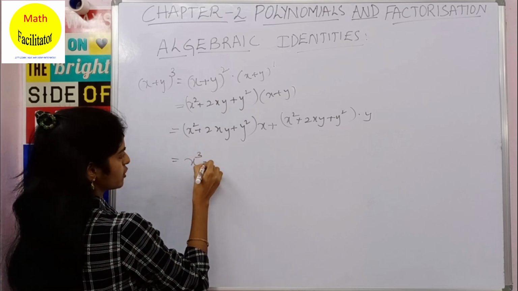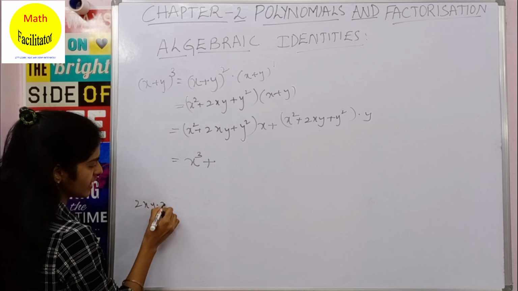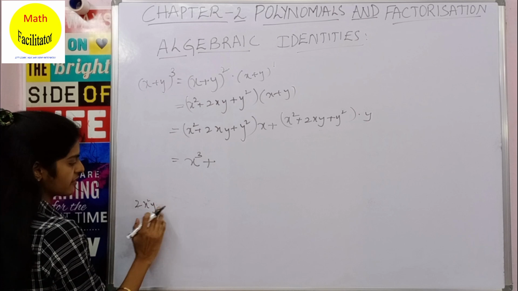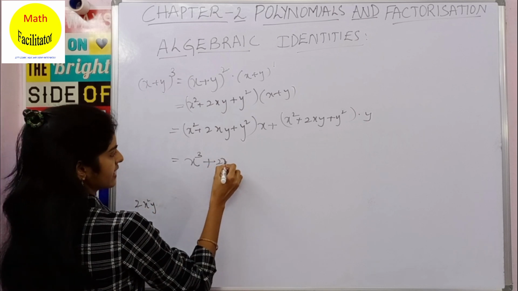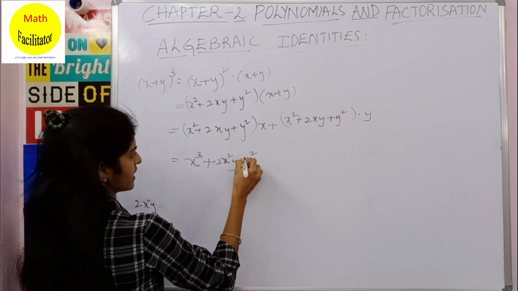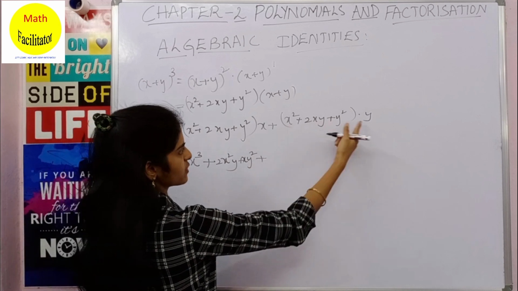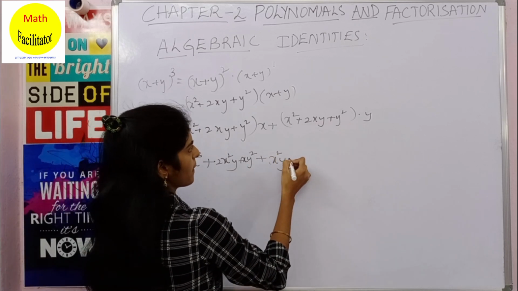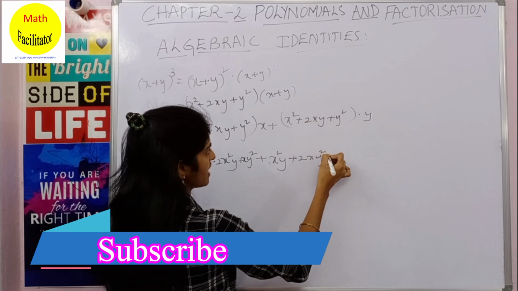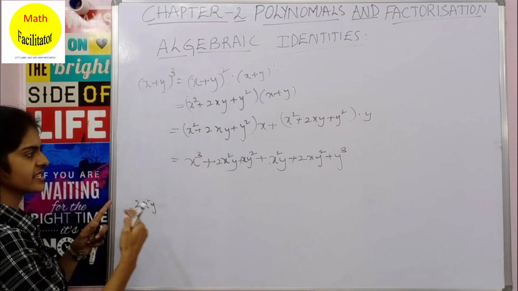So this is x^3 plus 2xy into x. 2x into x is x^2, so you have 2x^2y here. Clear? Now plus y^2 x, or you can write xy^2. Now plus you have x^2y, plus you have 2xy into y, so it is 2xy^2, plus y^2 into y is nothing but y^3. Now just write them in an order.